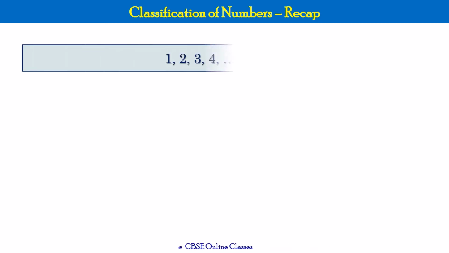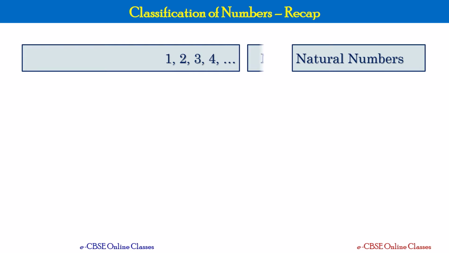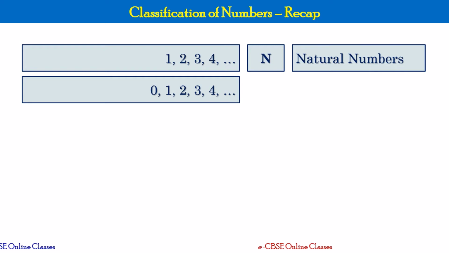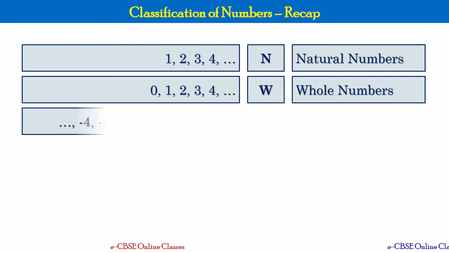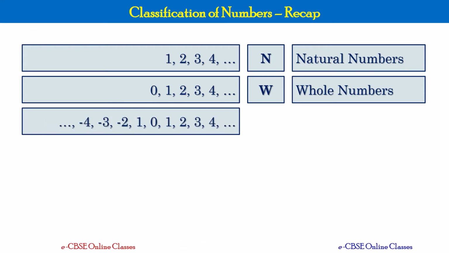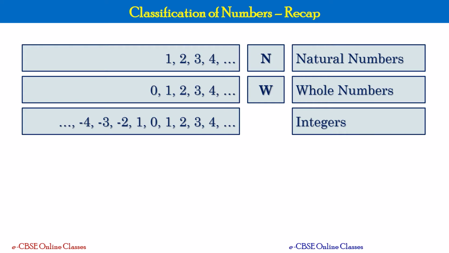When you think of mathematics, you think of numbers, correct? Let us quickly do a recap of classification of numbers. The numbers that you use for counting are 1, 2, 3, 4, etc. Those are called natural numbers and we represent those by capital N. Add 0 to this set and we call those whole numbers, represented by capital W. Add negative numbers to it, minus 4, minus 3 and so on. We call those integers and represent that with capital Z.